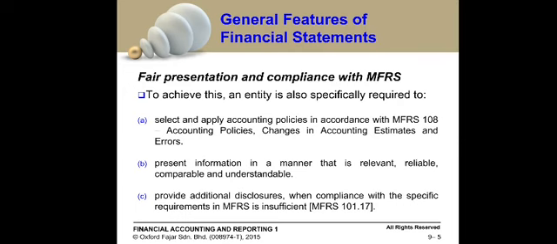So if you prepare a financial statement for a company, let's say in one aspect of it, or one item, or one method, you do not comply fully with the MFRS, so you have to provide additional disclosure. You have to show explanation about it in the notes to the account.